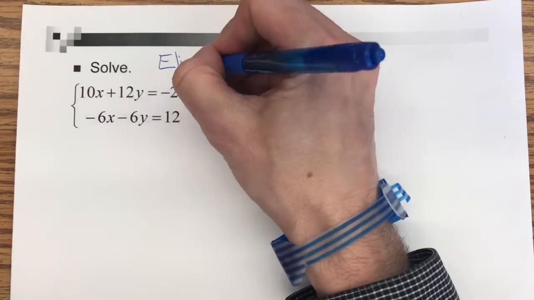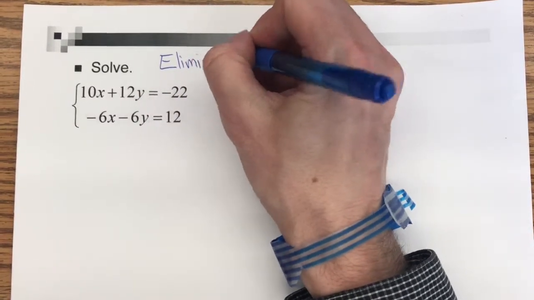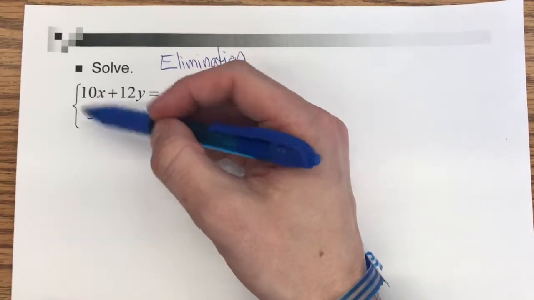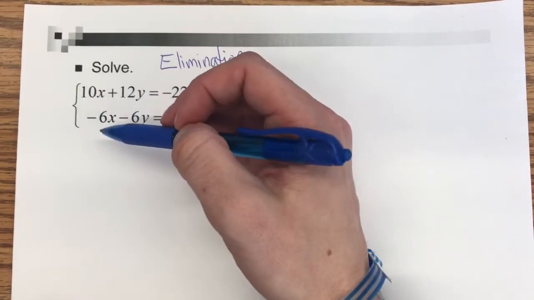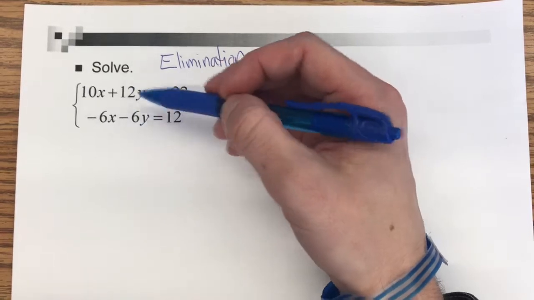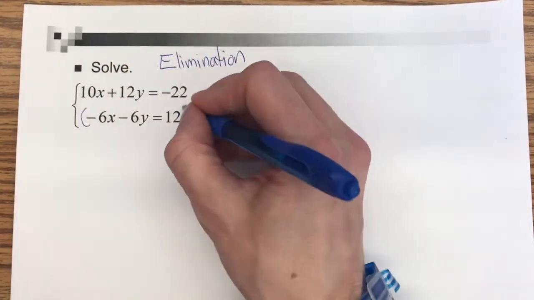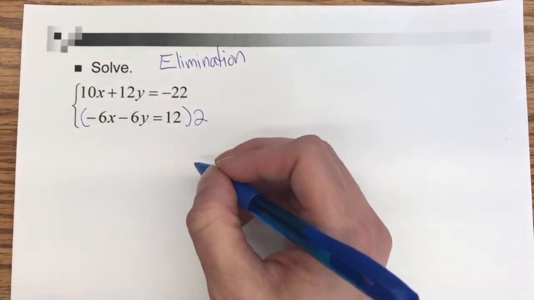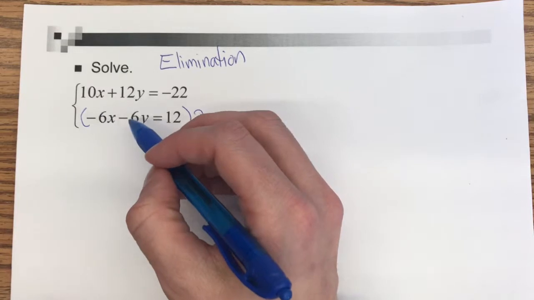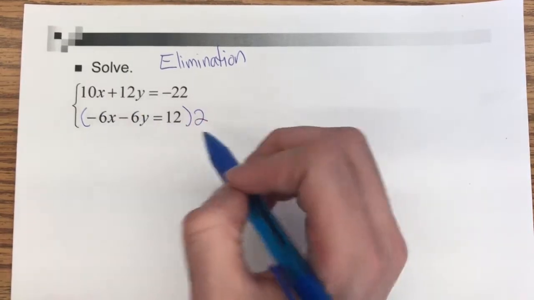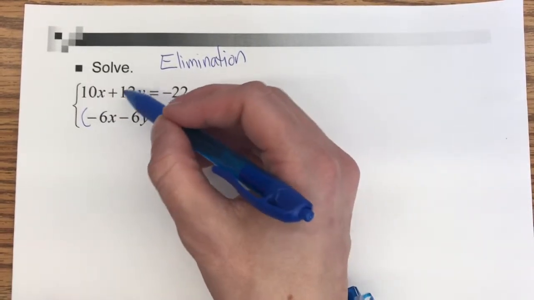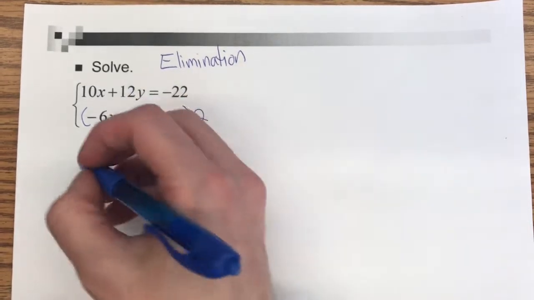Now, looking at this immediately, my x's won't disappear if I add them. Same thing with my y's. However, I have a 12y up here and a negative 6y down here. If I take the entire bottom and multiply it by 2, that'll turn that negative 6y into a negative 12y, and that'll make the 12y up here go away.